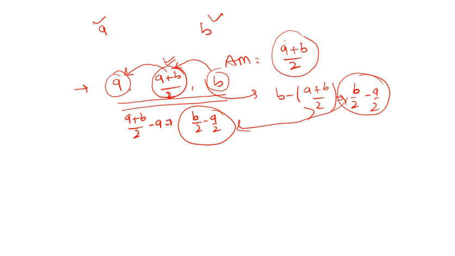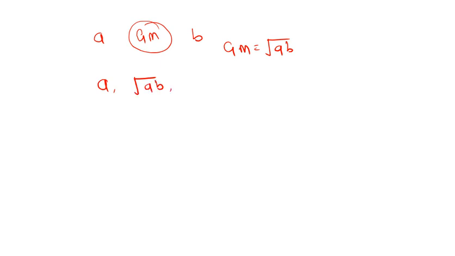Same case is with GM also. Let two numbers be A and B. If you put GM in between these two numbers, and the geometrical mean was square root of AB, you will get A, square root of AB, B. Now you check what type of series this is, whether it is an AP. No, because square root of AB minus A and B minus square root of AB are not equal. So this is not an AP.